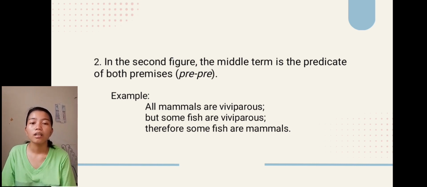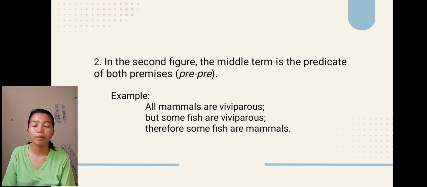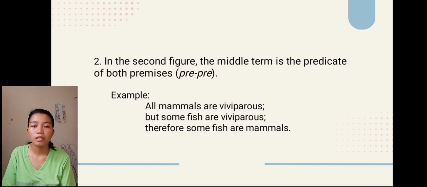As we compare it to the moods, in the major premise, all mammals are viviparous is universal affirmative, A. In the minor premise, some fish are viviparous, where some is considered a particular affirmative, I.